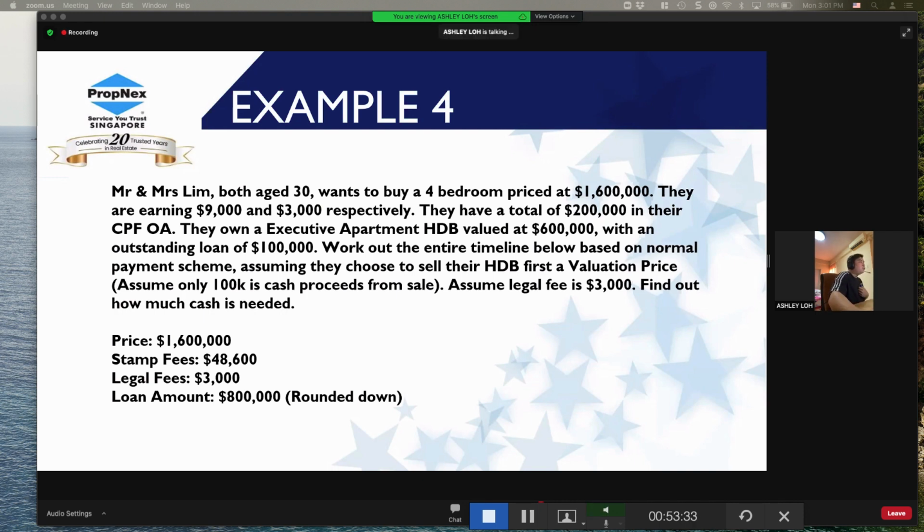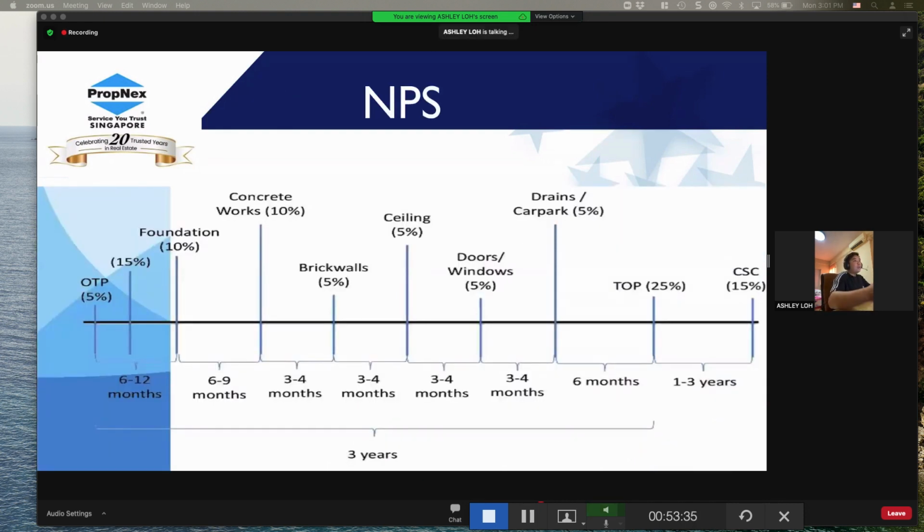But what I like to do is always draw it out. I will take a piece of paper and draw out this entire normal payment scheme. That's the first and foremost. And if I know the purchase price is 1.6 million, I will key in the figures on the piece of paper to literally show the client exactly at which stage they need to pay what.